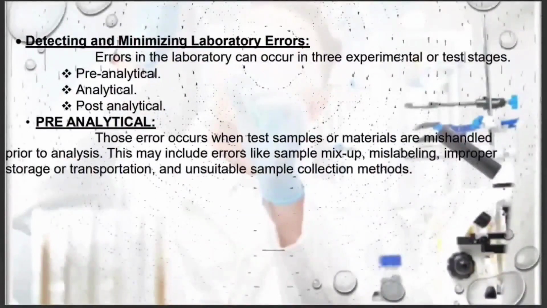Detecting and minimizing laboratory errors. Errors in the laboratory can occur in three experimental or test stages: pre-analytical, analytical, post-analytical. So what is pre-analytical error? Those errors occur when test samples or material are mishandled prior to analysis. This may include errors like sample mix-up, mislabeling, improper storage or transportation, and unsuitable sample collection methods.